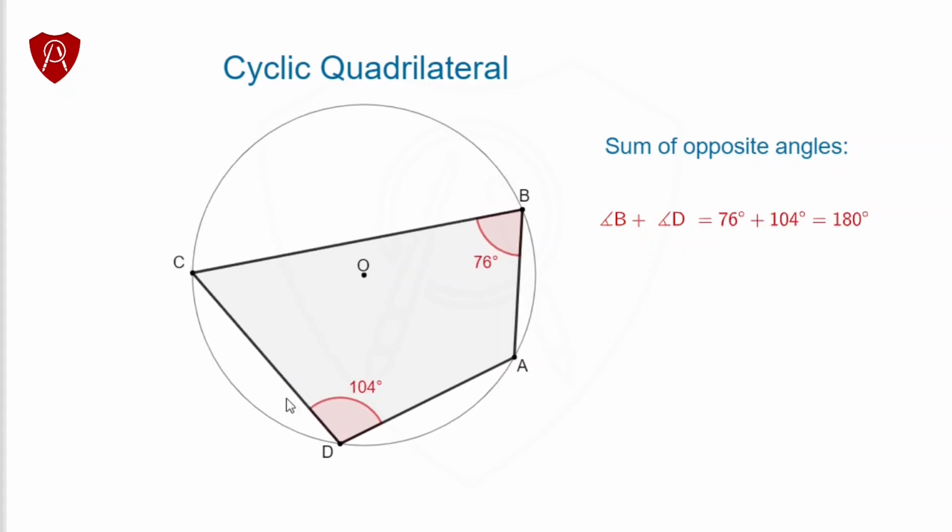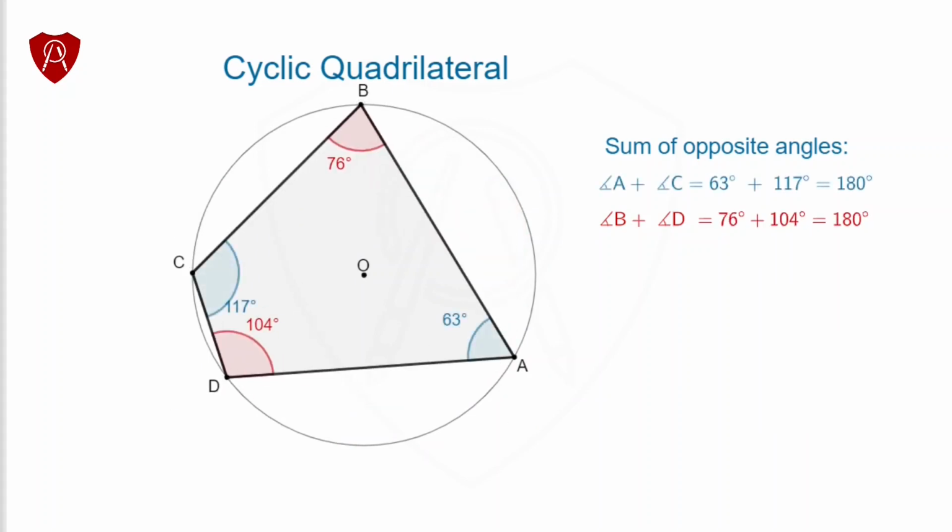So, no matter where the points are located on the circumference, angle A plus angle C is always equal to 180 degrees, and angle B plus angle D is equal to 180 degrees, so long as the 4 points define a cyclic quadrilateral. Hence the theorem that opposite angles in a cyclic quadrilateral always add up to 180 degrees.